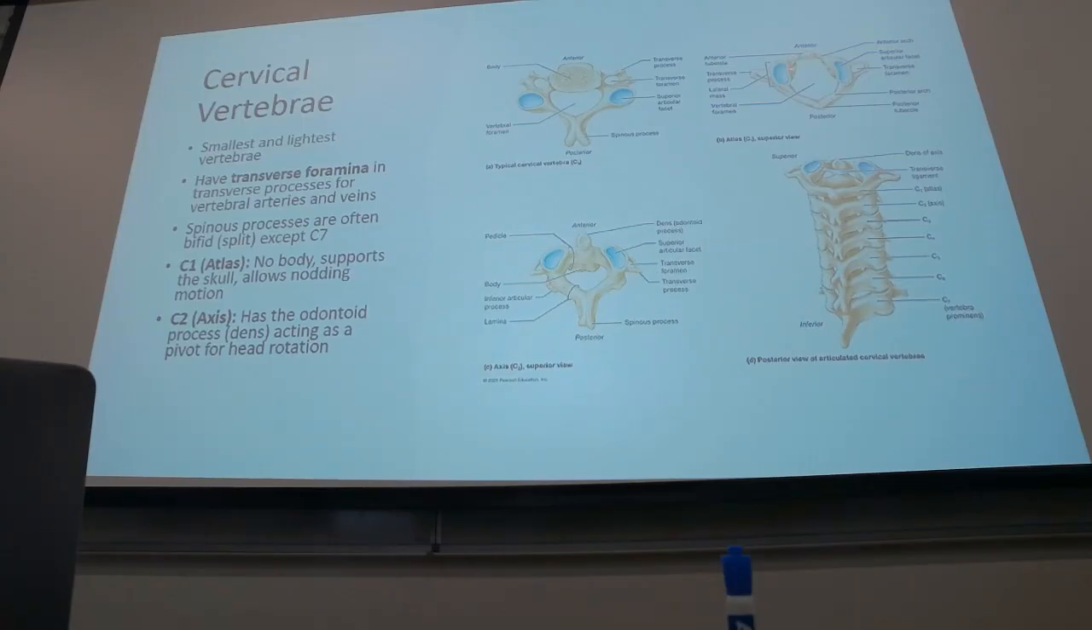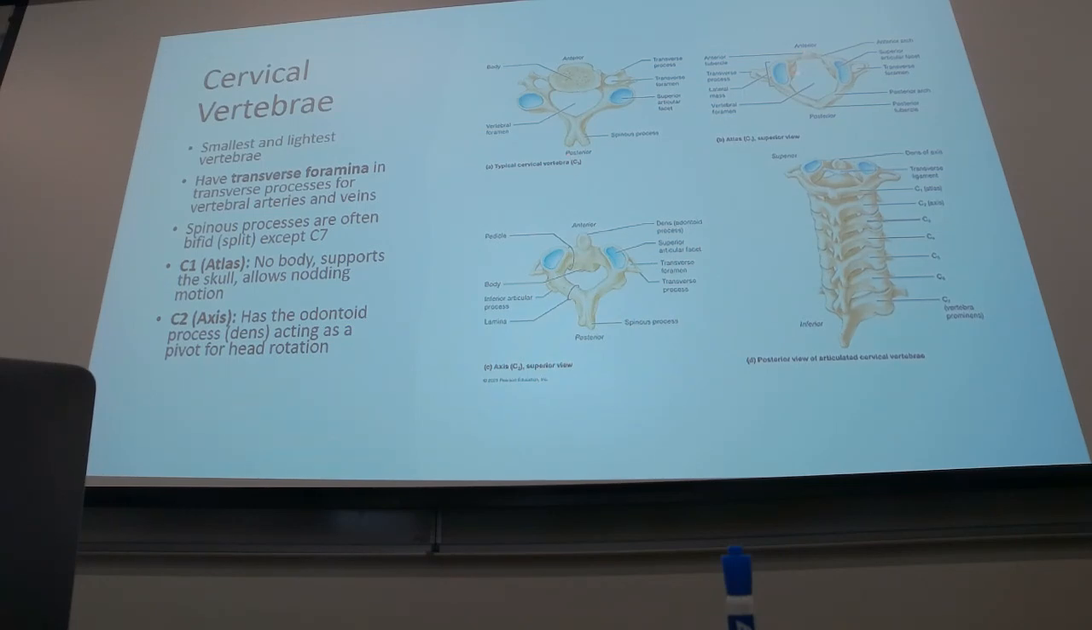In the anterior arch, you have an anterior tubercle, and in the posterior arch, you have a posterior tubercle. And then just as any other cervical vertebrae, it has this transverse foramen through which vertebral arteries and vertebral veins run to provide blood supply to or drain blood from the posterior part of our brain. And then in the typical cervical vertebrae, the spinous process usually is bifid or split.